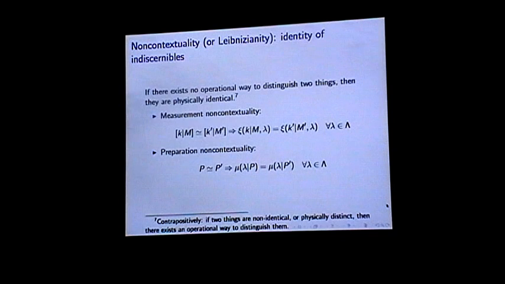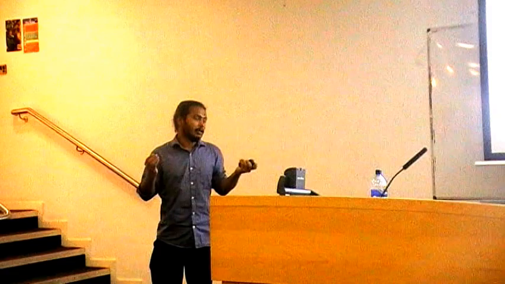Preparation non-contextuality is the idea that if two preparation procedures are operationally equivalent, then you preserve that equivalence in the ontological model. So the distributions according to which they sample from the underlying ontic state space are the same for two operationally equivalent preparation procedures. And this is the hypothesis we want to test. We want to test whether it's possible to give a consistent account of nature in terms of non-contextual ontological models. So I said nature because we want to talk of operational theories other than quantum theory as well.